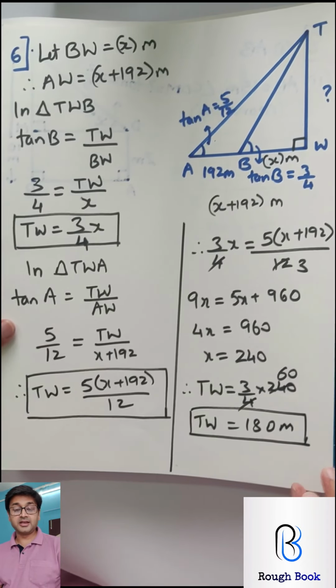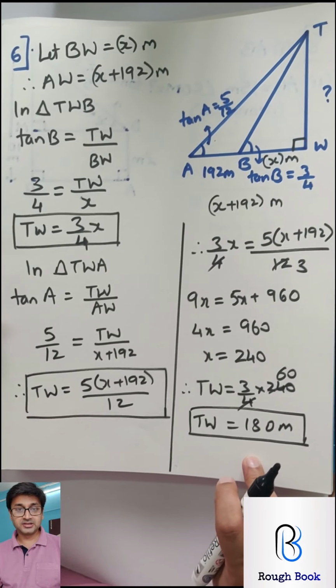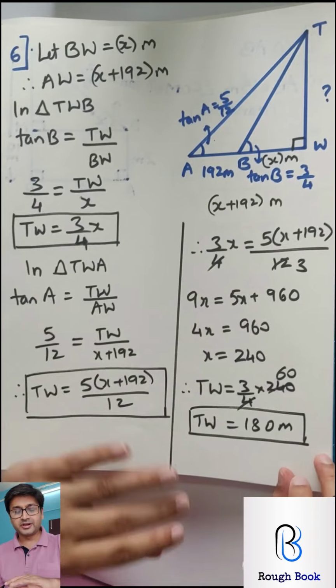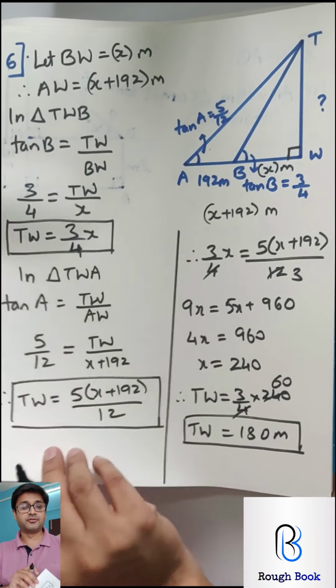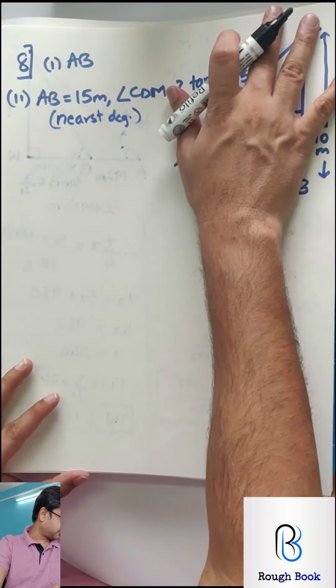Don't forget to write in the end in words, therefore the height of the tower is 180 meters. Write it systematically, go very smooth. The topic is going to be very simple for you, don't worry at all. Let's go to the next one, sum number 8. Is the diagram given? Yeah, it is given.